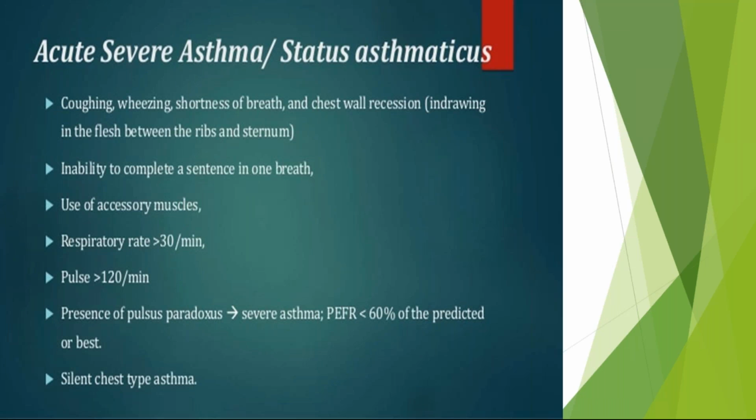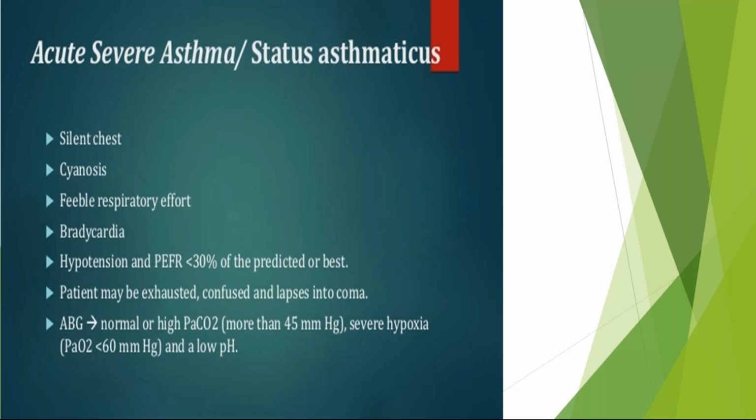Coming to acute severe asthma, also known as status asthmaticus, where the patient presents with cough, wheeze, and shortness of breath, and chest wall recession. Chest wall recession means indrawing, and unable to complete a sentence in one breath. And there will be use of accessory muscles, and respiratory rate will be more than 30 per minute, and pulse rate will be more than 120 per minute, and there will be pulsus paradoxus in severe asthma. And peak expiratory flow rate will be less than 60% of the predicted, and on auscultation the chest will be silent. We can't hear any respiratory sounds, which is seen in acute severe asthma.